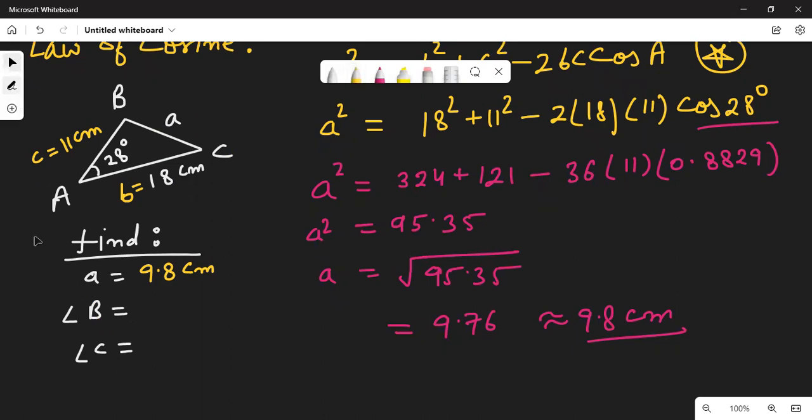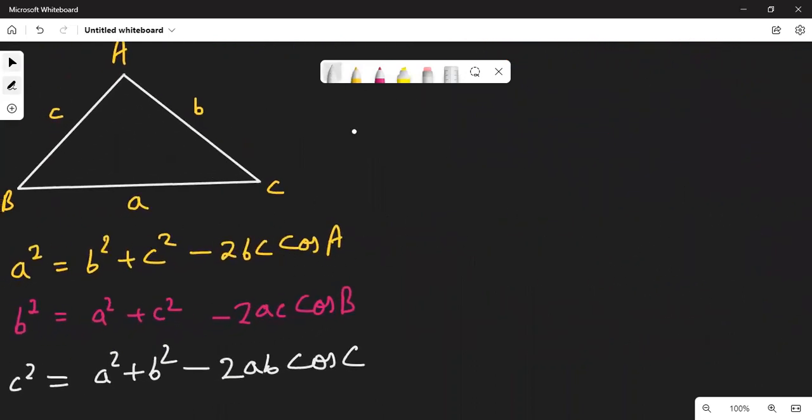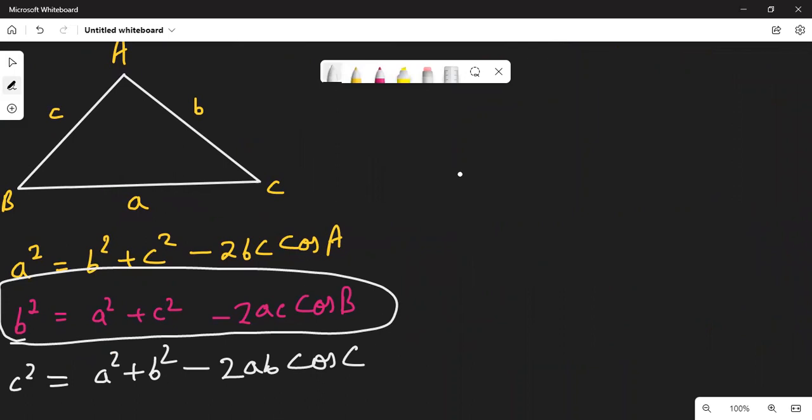Next, we have to find angle B and angle C. For that, let me take you again back to this formula. Suppose you want to find angle B here. Focus on this second formula. You want to rearrange it a little bit, though you can directly also put in the values of A, B, C and then get it. You take this term to the left, so you get 2AC times cos B. Now B squared we want to take to the right, so from the left it goes to the right. The A squared and C squared are there only.